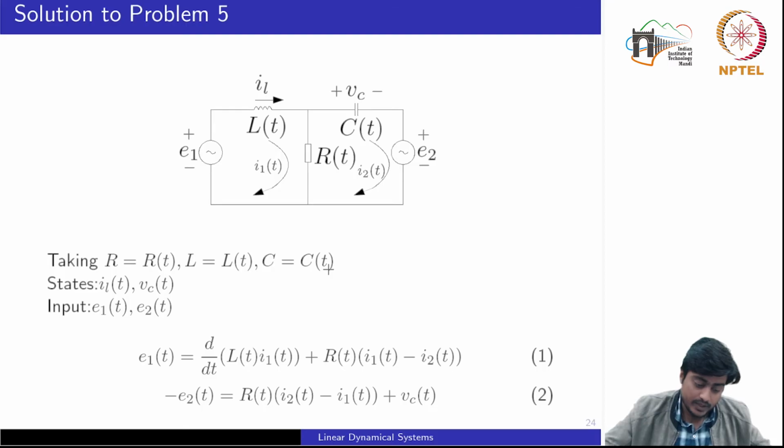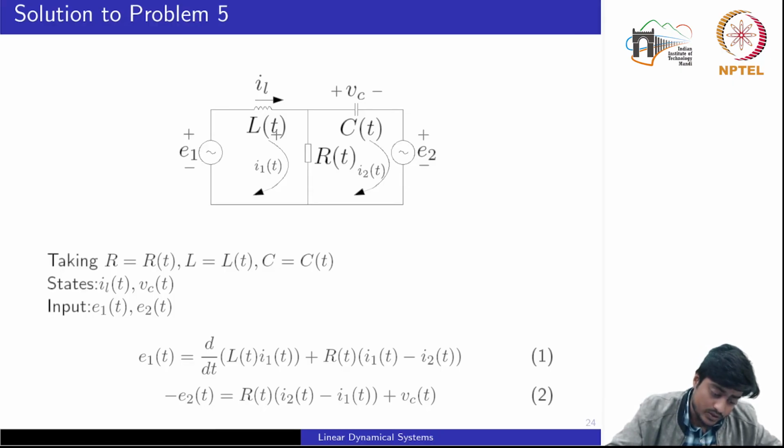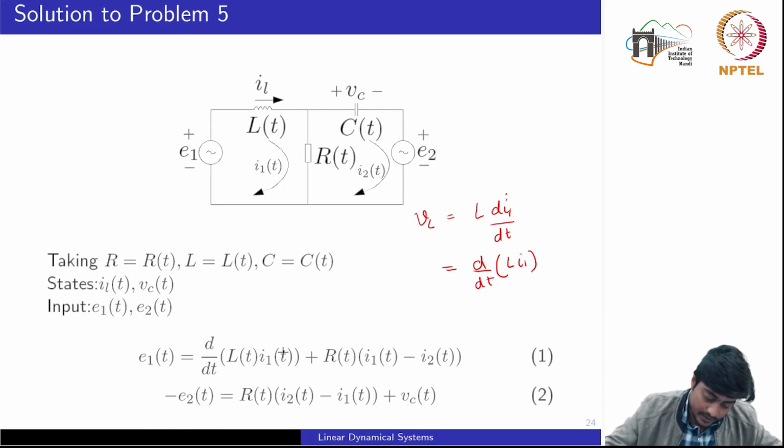So the idea would remain the same, that we have the two loops, and just one point to note here, that once we write the equation of the first loop, since L was a constant parameter in problem 1, we have directly represented the voltage across the inductor as L di1 by dt. Okay, but now here we have L as a time dependent parameter, so we should have the derivative of the flux around this inductor, which is L i1. Okay, so this part we have used here.